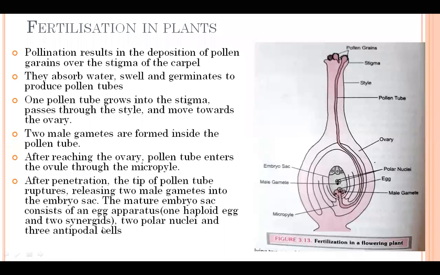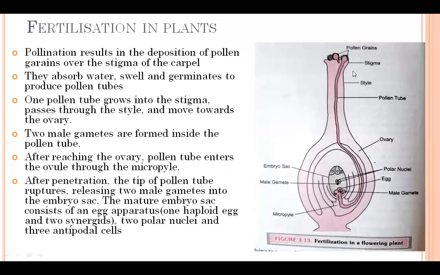I'm not telling you the process yet, I'm just telling you the parts which are present inside the embryo sac. The embryo sac has 3 cells on the top, 3 cells at the base, and 2 cells in the center. So 3 plus 3, 6, plus 2, 8. The female egg cell is present here, and the 2 cells surrounding it are called synergids. What is the function of these 2 synergids? They guide the male gametes coming from the pollen grains to fuse with the egg cell and with the polar nuclei.